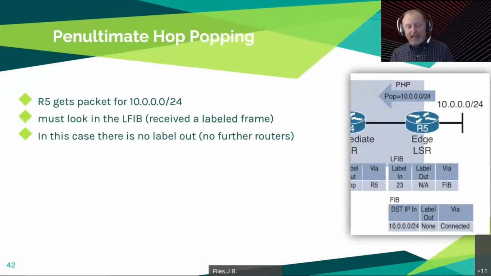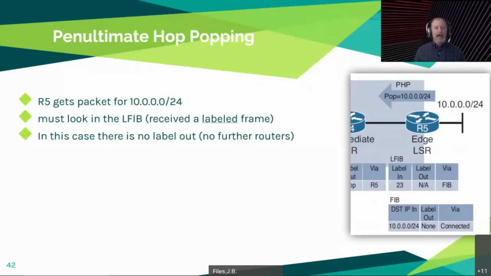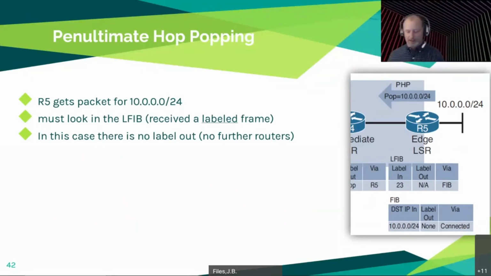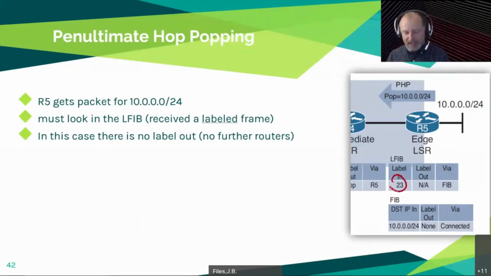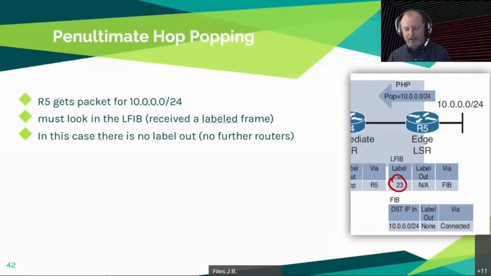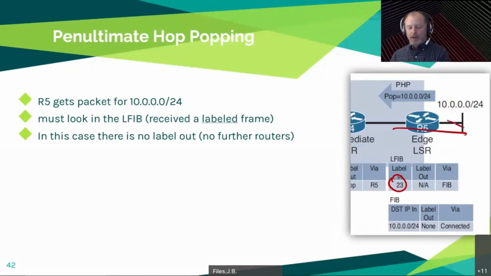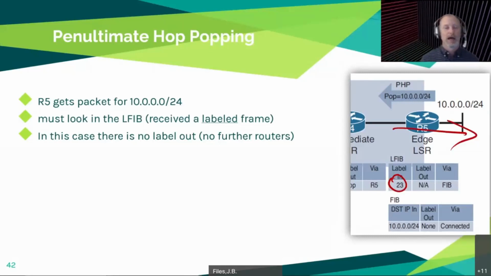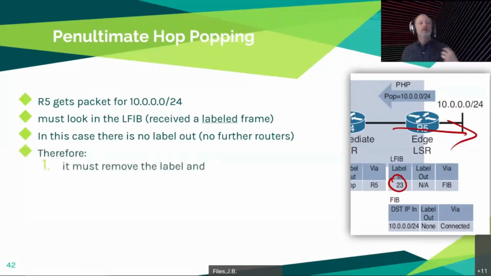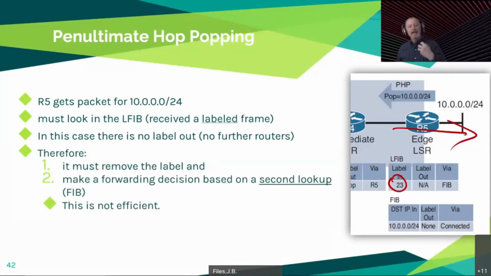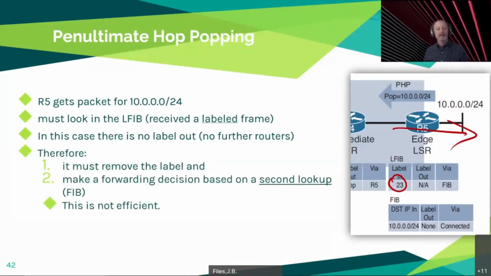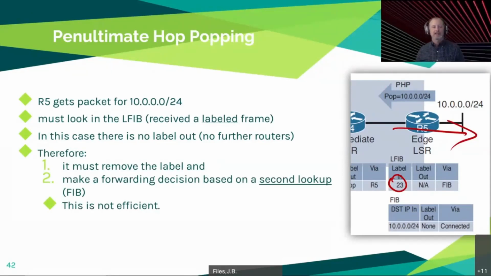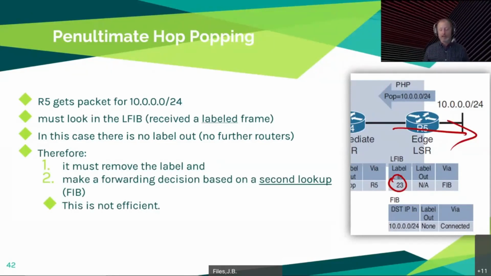It has a label. Okay, it has to look at the label forwarding information base, and so it comes in as 23. All right. However, we're not going to send it out labeled. There's no further LSRs. So it's got to remove the label, then look at the destination IP. We're going to do a second lookup in the forwarding information base. This isn't efficient, all right? It's a waste of time.